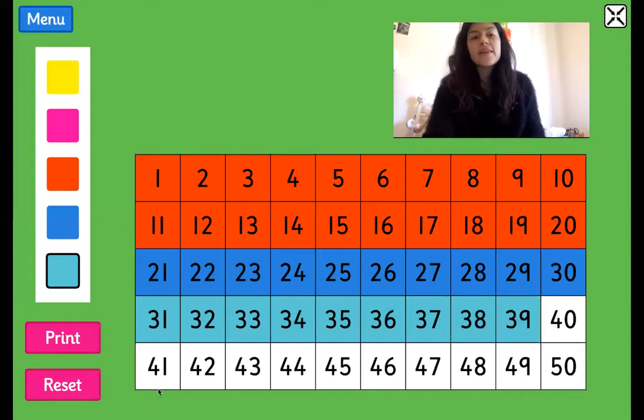And finally, the next family is the 40s. And what do you know? They always start with 4.